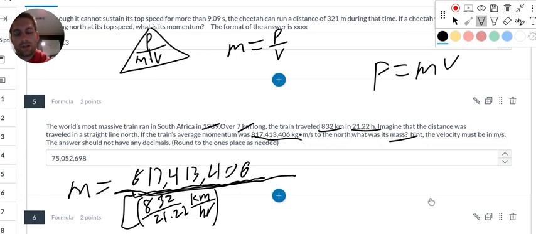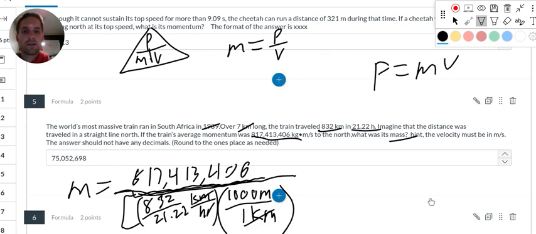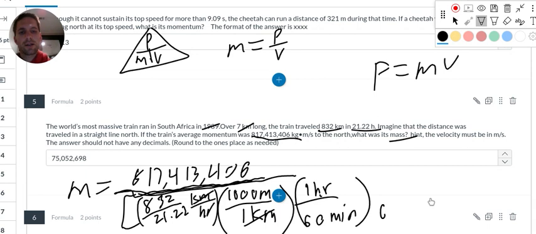I have to first convert this kilometers to meters. You'll find that when you look up kilometers, it's 1,000 meters. So I multiply it like this because I want to cancel the kilometers, like so. Now, I want to convert hours to seconds. And I know that 60 minutes are an hour, so 1 hour has to go up here to cancel. 60 minutes goes down there. And I also need to convert to 60 seconds on the bottom here.